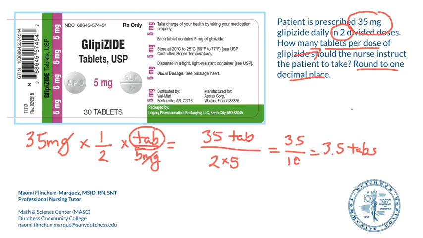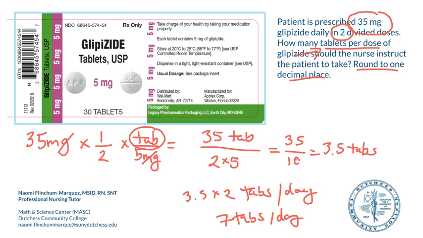So this person is really going to end up taking 3.5 times 2 tabs per day, which is 7 tabs a day. Seems like a lot of tabs. But the answer to the question they're asking is how many tablets per dose? So we're going to go with this answer, 3.5 tablets per dose of these tabs.